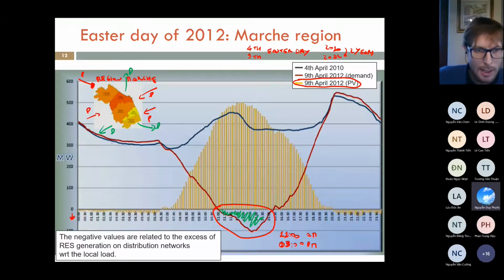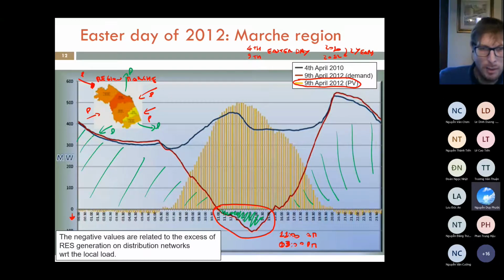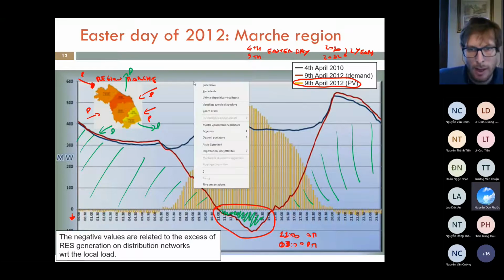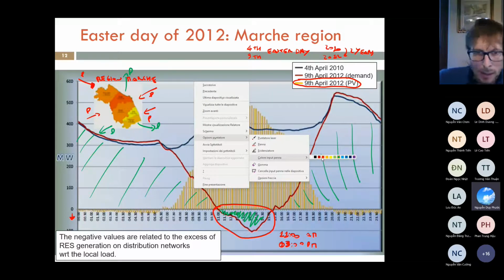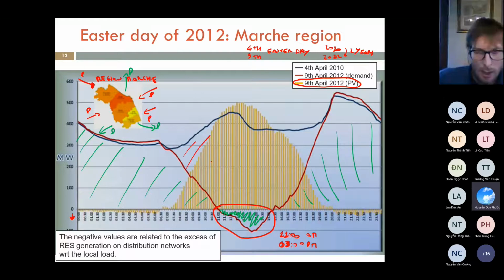So basically, the blue curve and the red curve is the power that my traditional power plants have to cover, the one without the production from RES, while this is the additional power that in 2010 the thermal power plants had to cover. Look, they had to cover almost double in 2010 compared to 2012. That's not a very small difference.